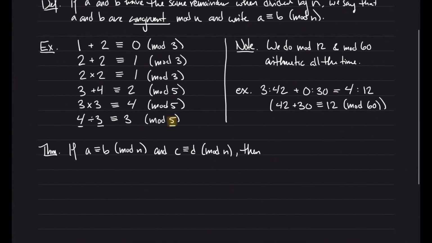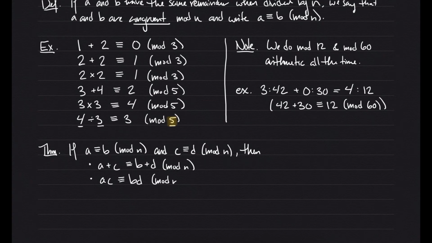Then we can prove, though we won't here, but it is in the logic and proof book, that A plus C is congruent to B plus D mod n. So that works as it does in normal arithmetic. If we want to multiply them, nothing weird happens. We still have that A times C is congruent to B times D mod n. And we can also raise these to any power, of course.